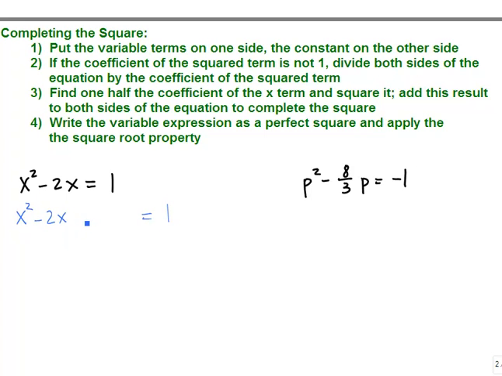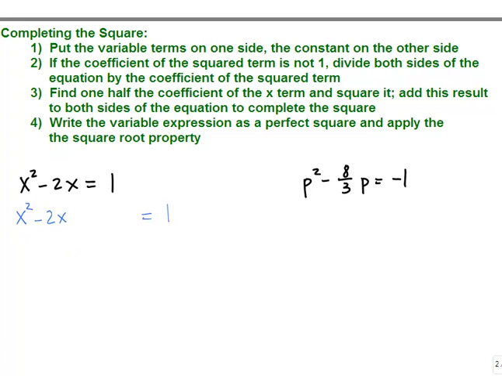Adding in the appropriate constant, so on the left-hand side we'll get a nice perfect square which will factor, and if we can get it written as a quantity squared, then we'll be able to use that square root property that we just talked about.